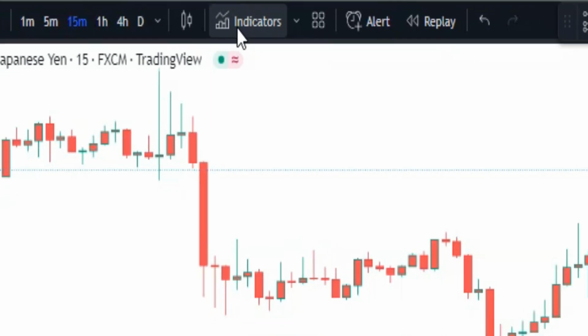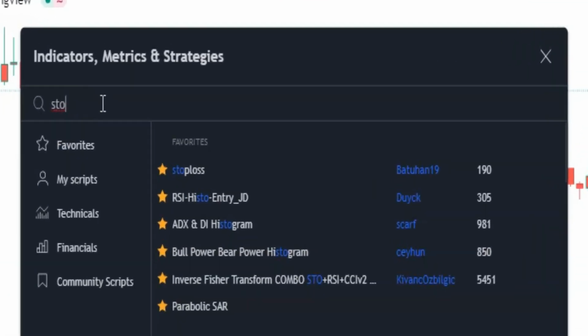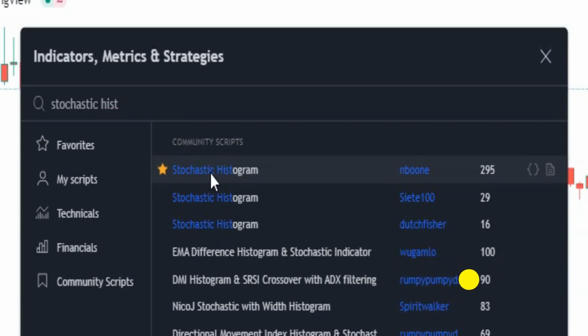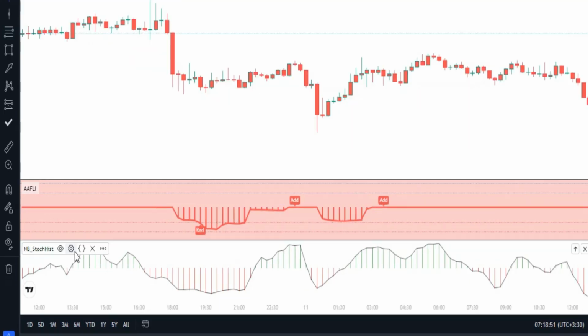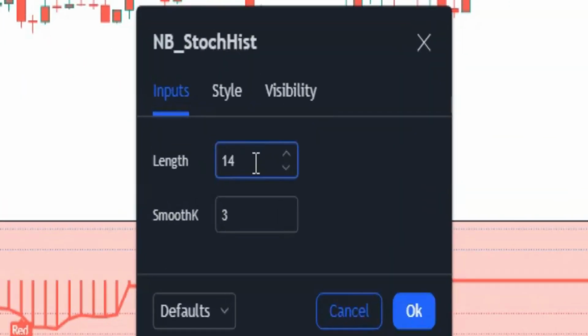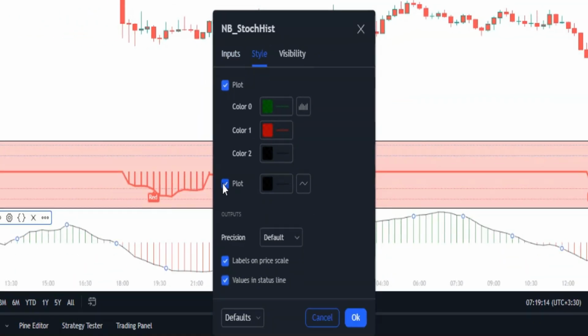So for the second indicator, search for stochastic histogram. Click on this one to add it to the chart. Now let's get into its settings. Then in the inputs menu, change the length to 28 and the smoothing to 10. Then in the style section, follow my steps.